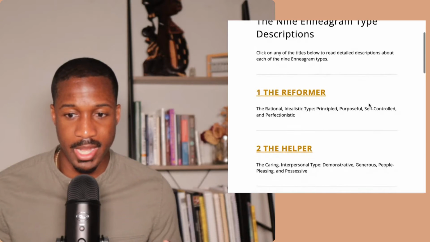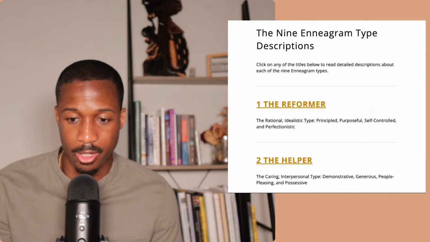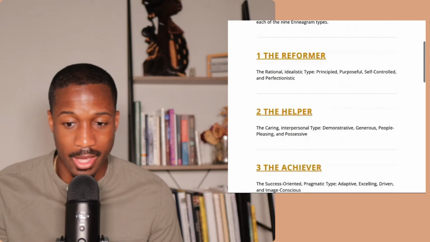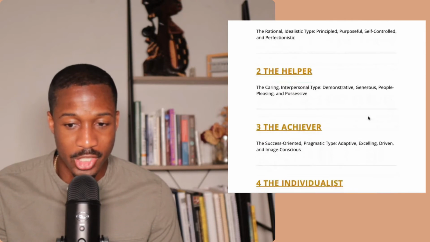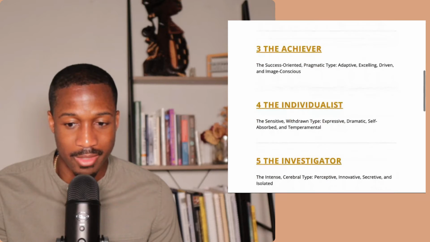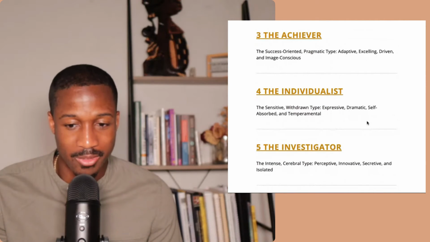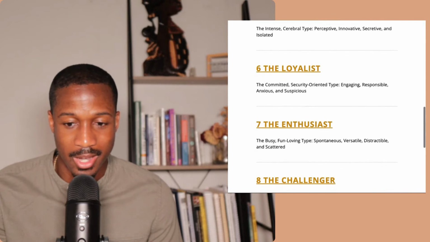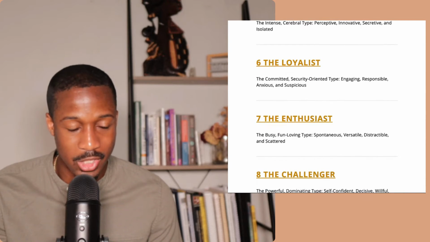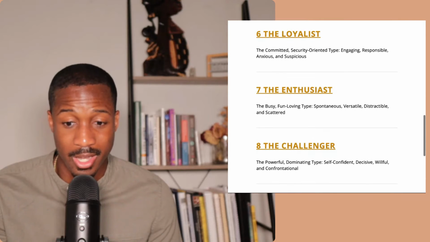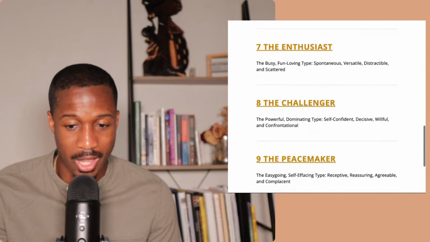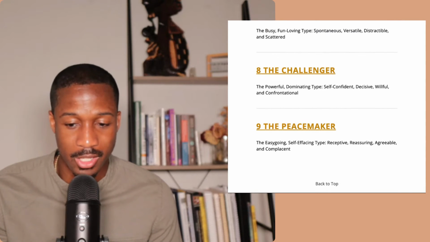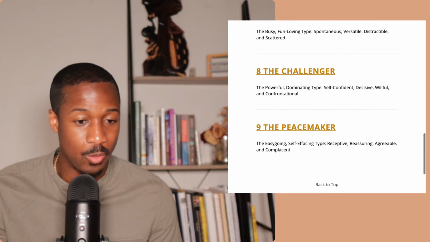If we look at the nine descriptive types of the Enneagram, we have the reformer, which is the rational, idealistic type. We have the helper, caring and interpersonal. We have the achiever, who is success driven. We have the individualist, a sensitive, withdrawn type. We have the investigator, intense, cerebral type. The loyalist, which is more security oriented, anxious, suspicious. We have the enthusiast, which is busy, fun loving, spontaneous. The challenger, which is powerful, dominating. And of course, the peacemaker, which is easygoing, as well as receptive and reassuring.